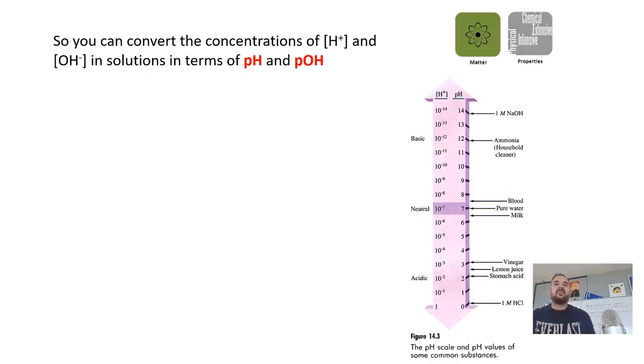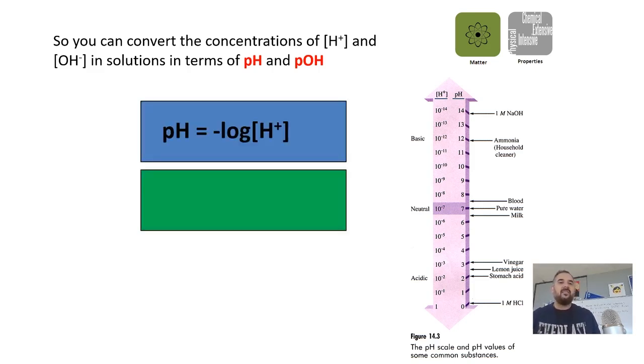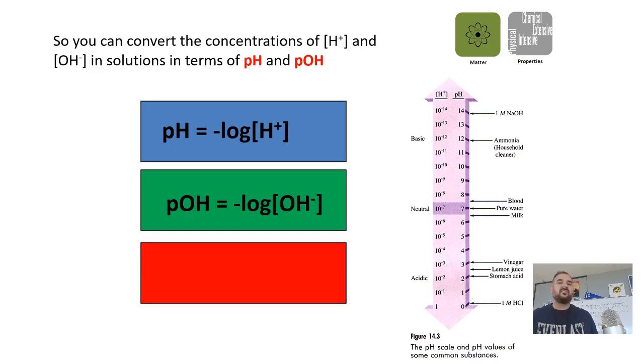So you can convert concentrations of hydrogen and hydroxide in solution in terms of pH and pOH, and there are 3 equations that we're going to start with writing out. First equation is pH is equal to the negative log of H+. So go ahead and write this out. pH is equal to the negative log of H+.